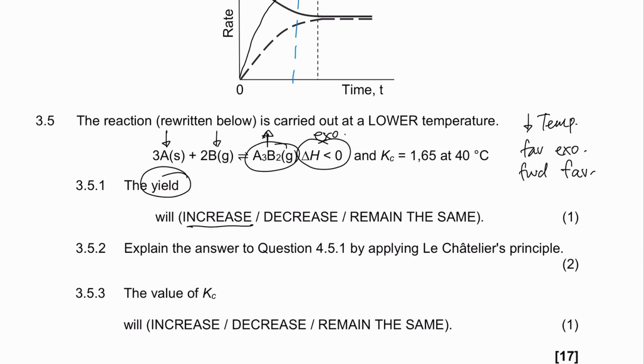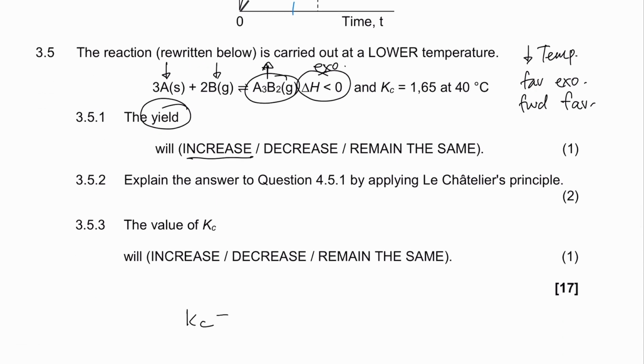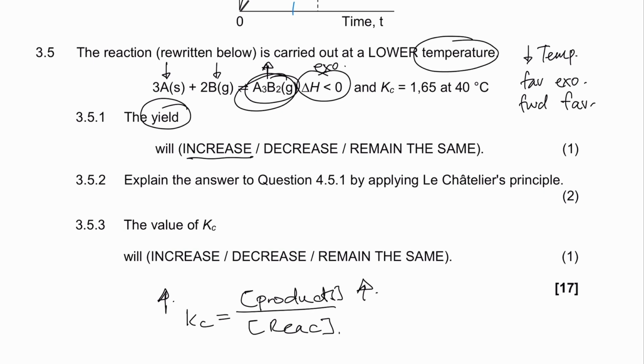Okay? What happens to the value of Kc? If A3B2 increases, remember Kc is the concentration of the products divided by the concentration of the reactants. If the amount of product is increasing, as we said in the previous question, the Kc will increase. Okay? And remember, the Kc will increase here because we are changing the temperature, right? So if, let's say, for example, they change something else and it resulted in a forward reaction being favored, but the change was not temperature, then the Kc will stay the same. The only reason we are saying that there's going to be a Kc change is because there is a temperature change.